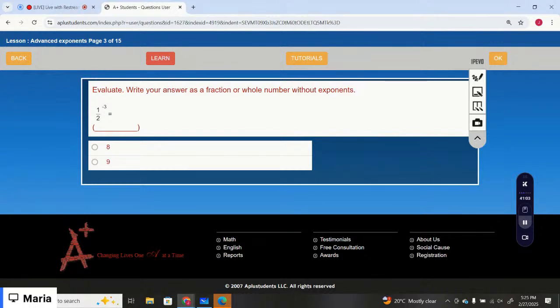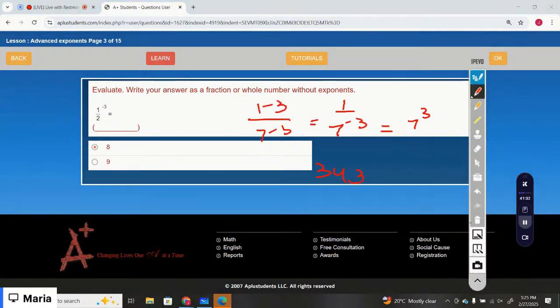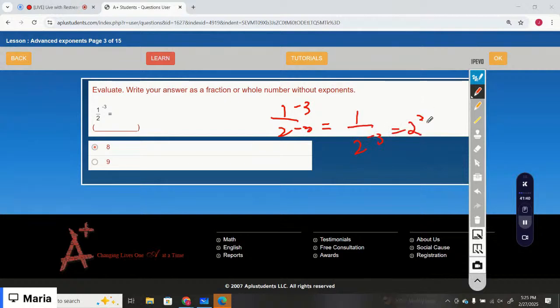One divided by 2 exponent negative 3. So which is the correct option? That is 8. Option number 1 is the correct option. You need to make the exponent positive by writing it in numerator, and then you have to evaluate 2 exponent 3. That is 2 cube. You have to do 2 times 2 times 2. That is 8.